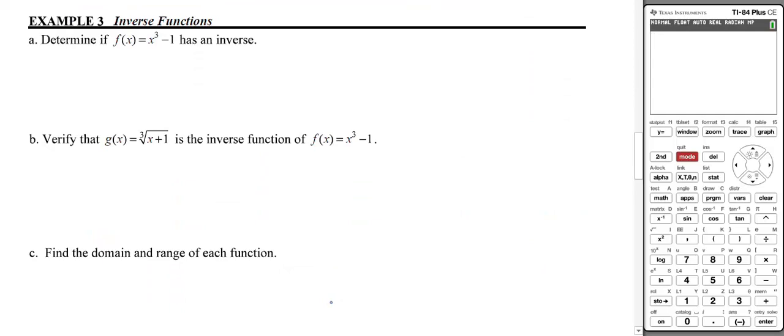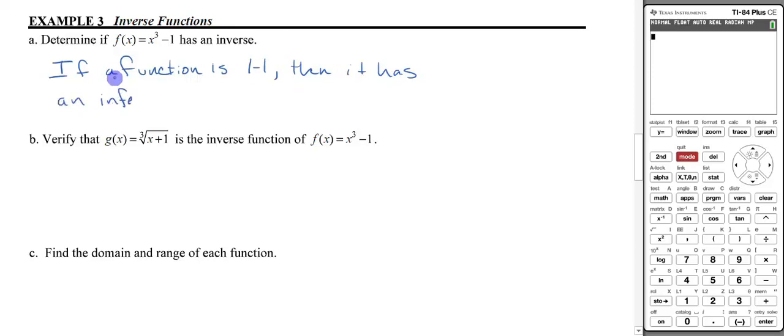In example 3, we're talking about inverse functions. We want to determine first if f of x equals x cubed minus 1 has an inverse. Now, if a function is one-to-one, then it has an inverse. So here, f of x does have an inverse.